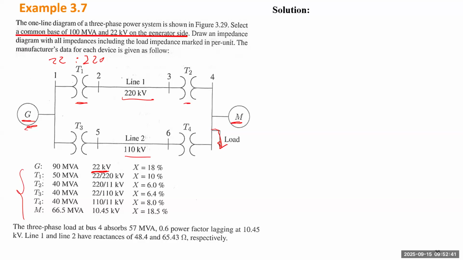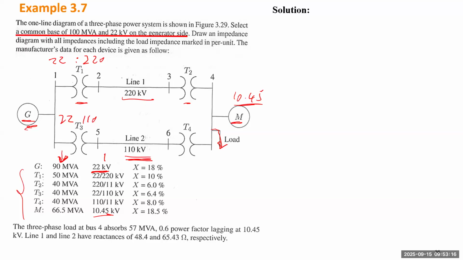The motor is operated at 10.45 kV, so you need another transformer to decrease the voltage. And the second transmission path is at 110 kV, so you need to change it to 110 kV from 22 kV. Similarly, here you also need to go back to this lower voltage.